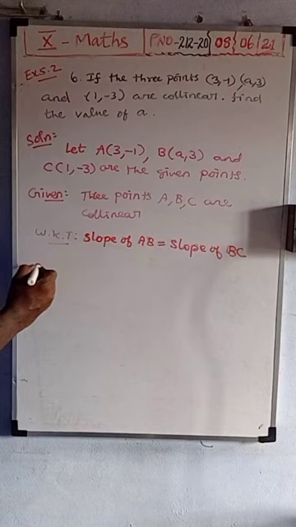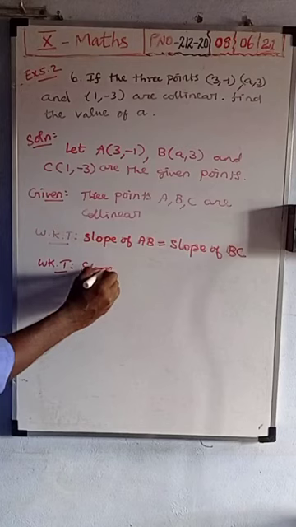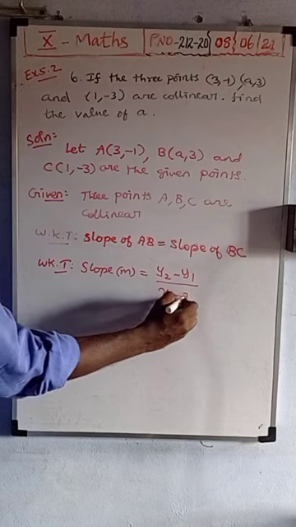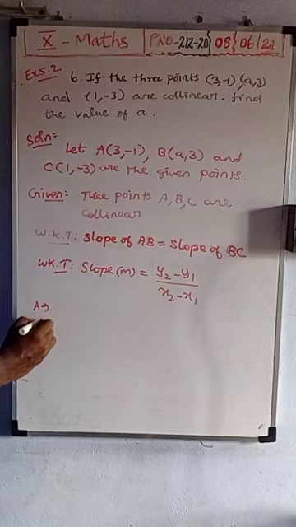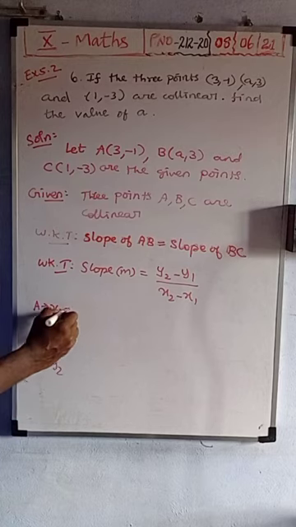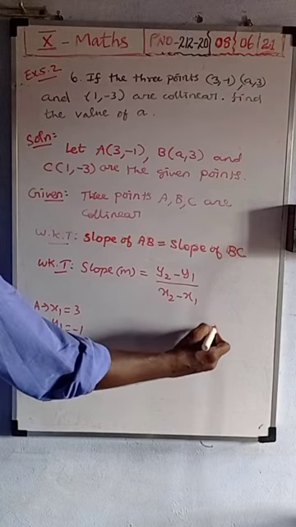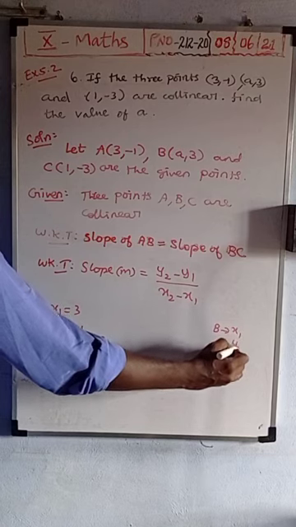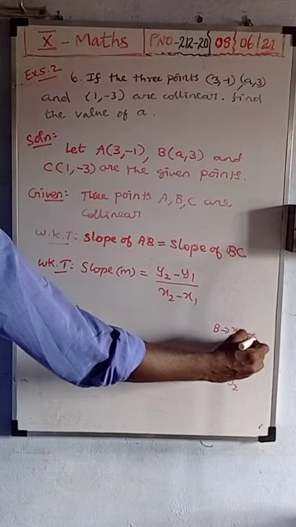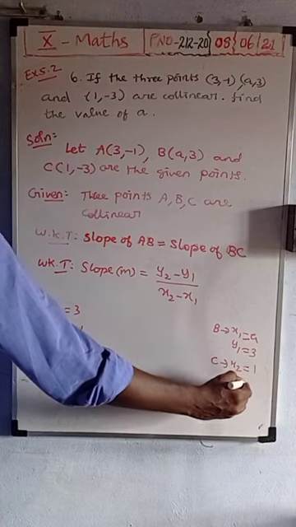First, we know the slope formula: when two points are given, slope m is equal to (y2 - y1) / (x2 - x1). Now consider A point as (x1, y1) and B point as (x2, y2). A point is (3, -1), and B point is (a, 3). On this side, B point (a, 3) is (x1, y1), and C point (1, -3) is (x2, y2).